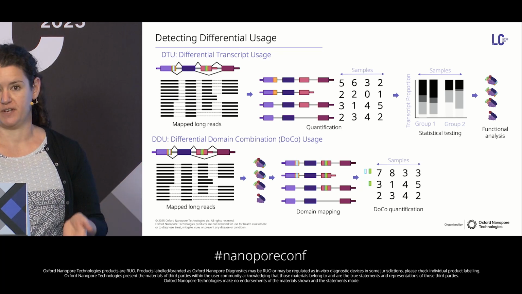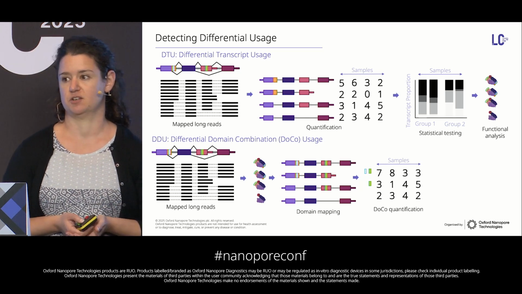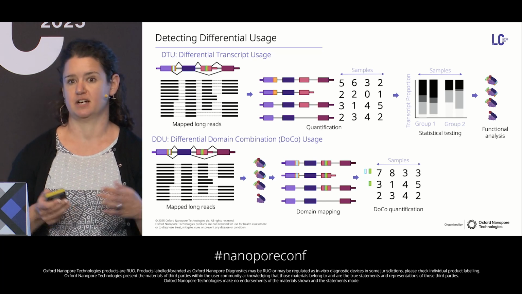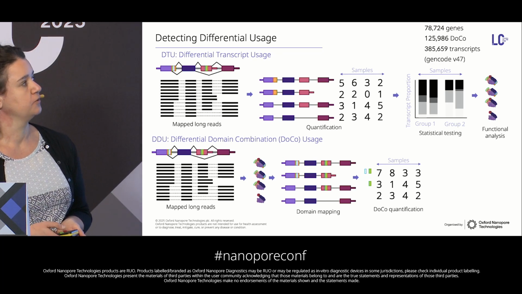And this has a couple of advantages. So one thing is that it's more sort of directly interpretable. It's taken away some of that manual process of trying to understand what the changes are at the protein level. But actually the other advantage is that we now have fewer features.